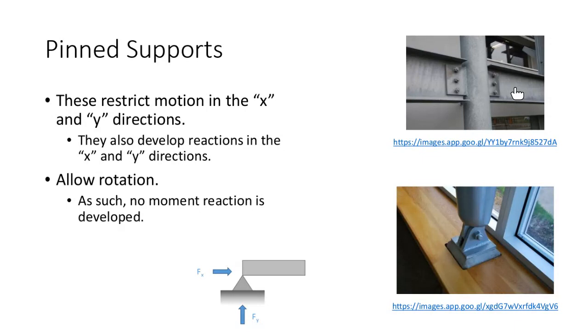First off, our pin support conditions. These restrict motion in the X and Y direction, but they allow rotation. The easiest physical example to think of is a hinge. If I look at the image here on the bottom, it operates like a hinge. I could pull it in the X direction or the Y direction all day long, and it's not going to move, but it's going to freely allow rotation. So whenever I have a support condition like this, I'm going to have X and Y unknown forces, but I'm not going to have an unknown moment.